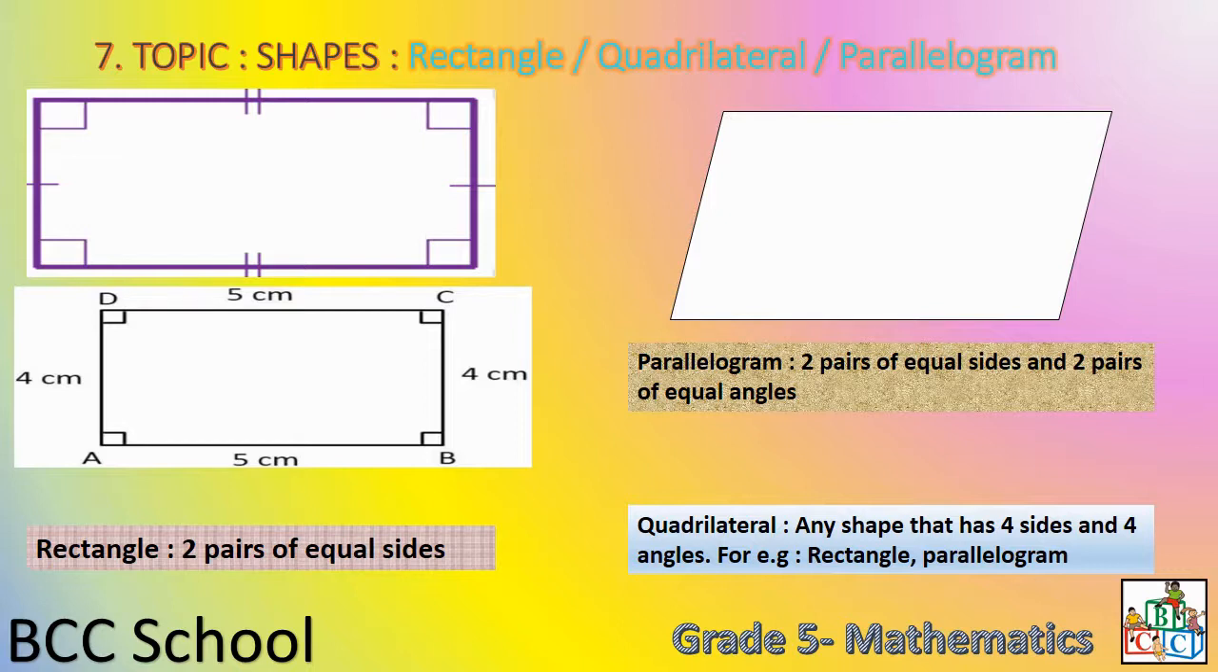Parallelogram. It is a shape where we have 2 pairs of equal sides and 2 pairs of equal angles. Let us read the last box. Quadrilateral. Any shape that has 4 sides and 4 angles. For example, rectangle, parallelogram.